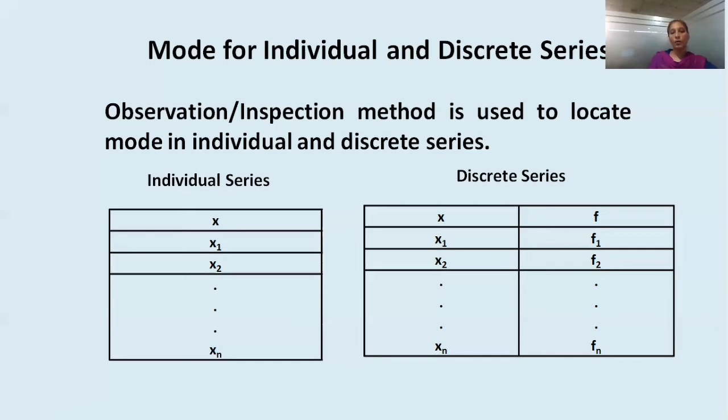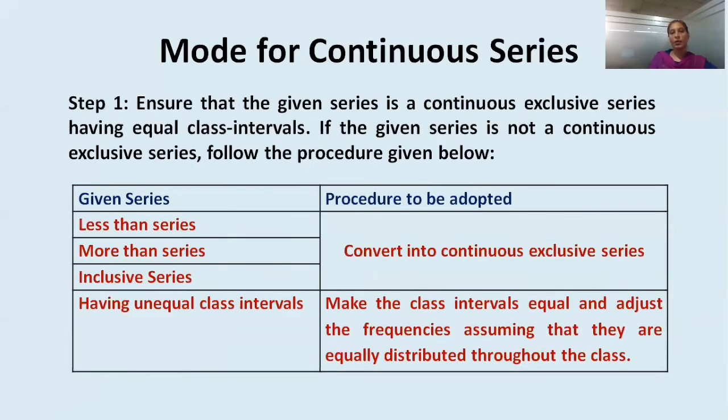Now we are talking about the third series, that is the continuous series. For a continuous series there are certain steps we need to perform to get the value of mode. The first is to check which kind of continuous series is given to us, whether it is an exclusive series, a more than or less than kind of series, or an inclusive series. When we have an exclusive series, it is very easy and we can directly calculate the mode.